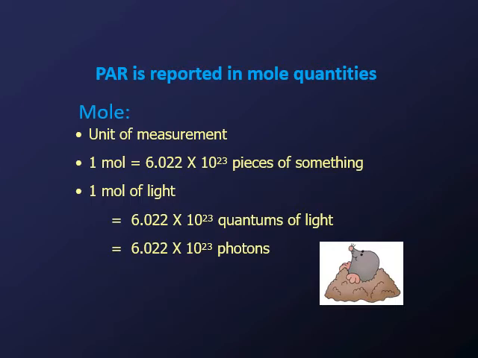PAR is a measurement using moles, just like in the chemistry sections of root zone. It's exactly the same thing. A mole is a quantity. It's a unit of measure. It's a counting of pieces. So instead of 1 mole being 6 times 10 to the 23 potassium atoms, in the case of PAR, it's 6 times 10 to the 23 photons. So individual elements of light.